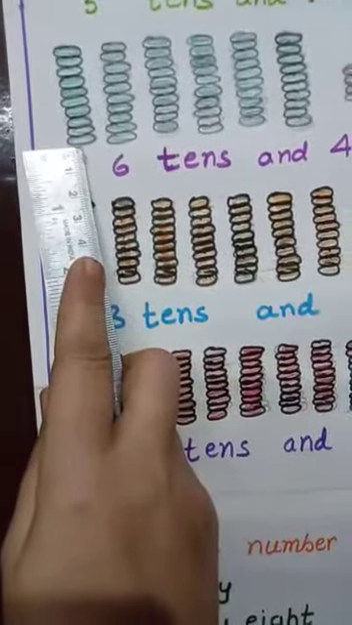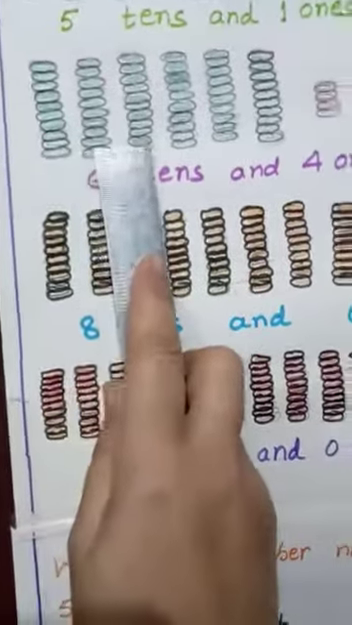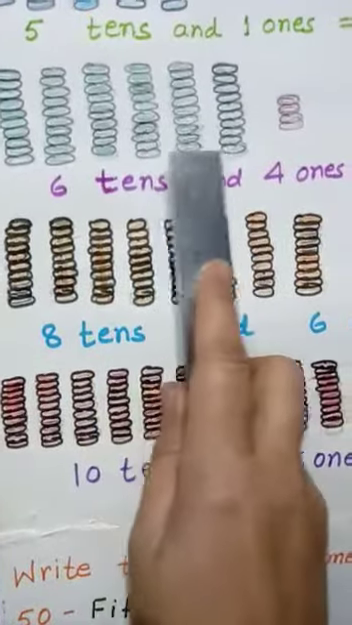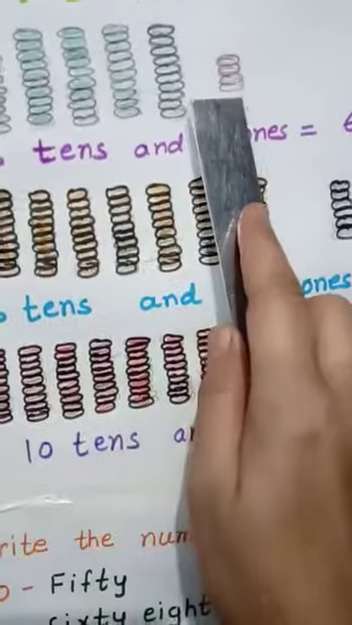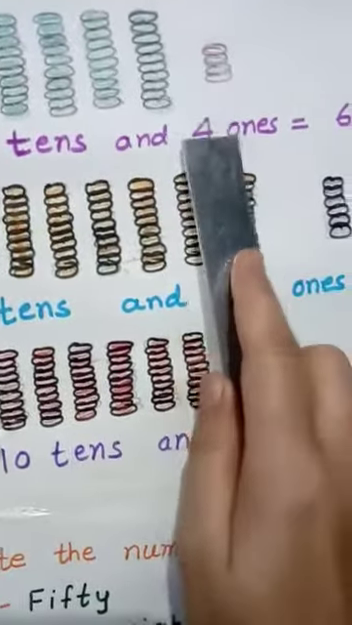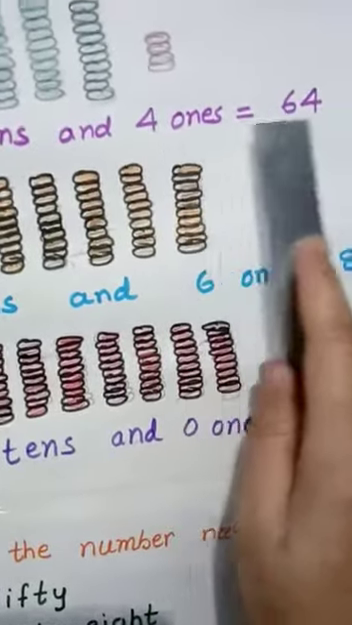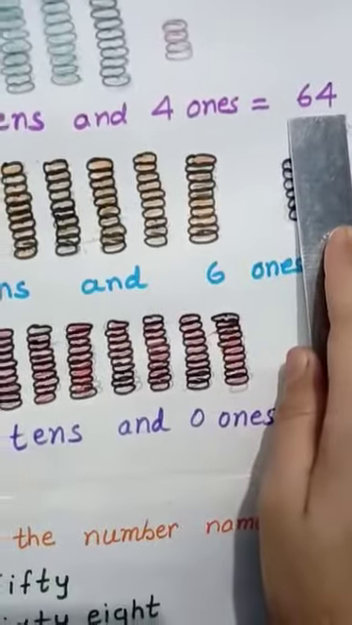Here 10, 20, 30, 40, 50, 60. It means 6 tens, and here 4 coins: 1, 2, 3, 4. 4 ones equals 64.